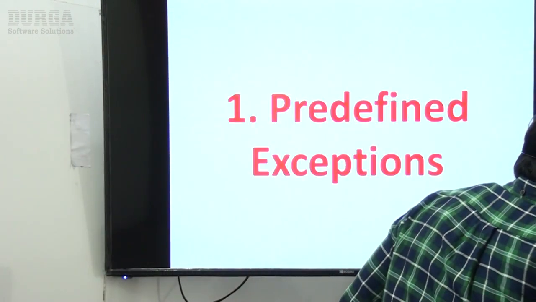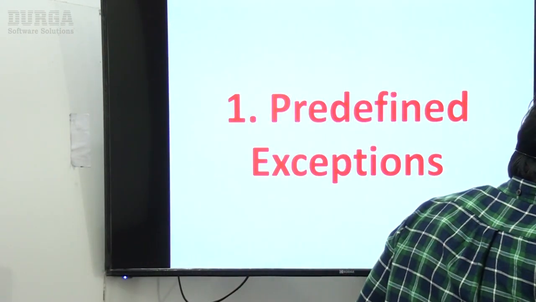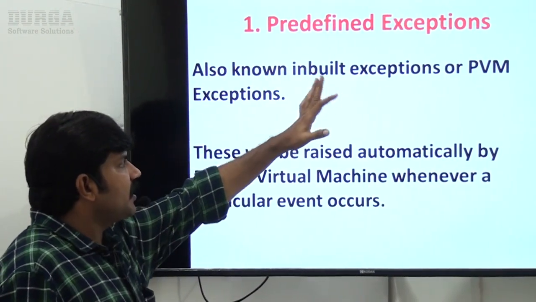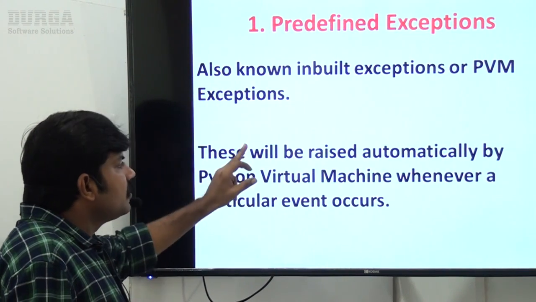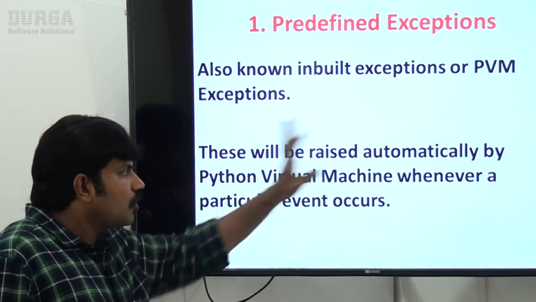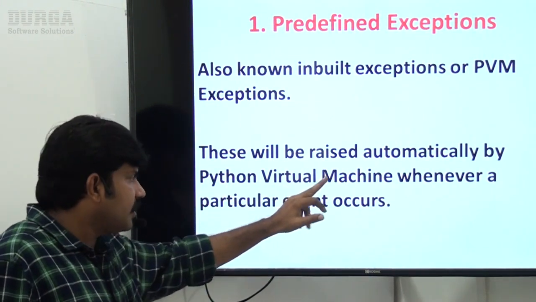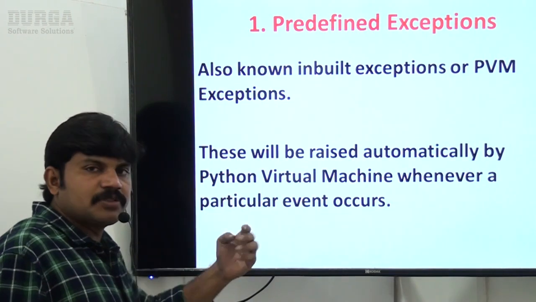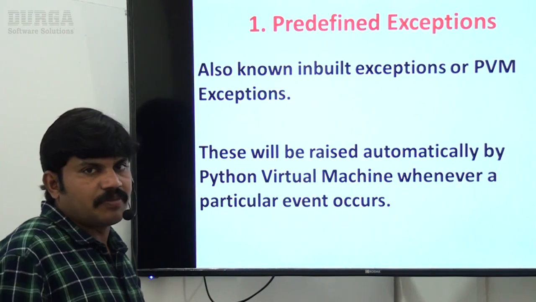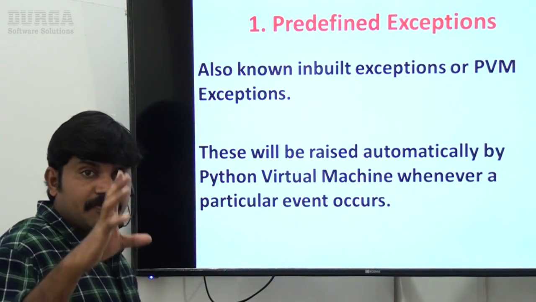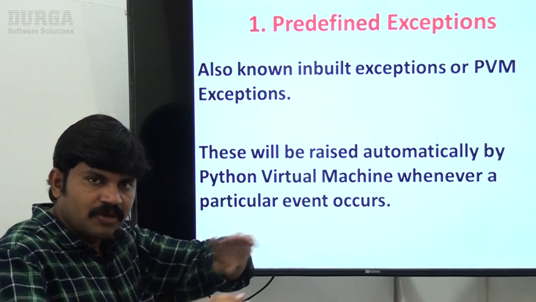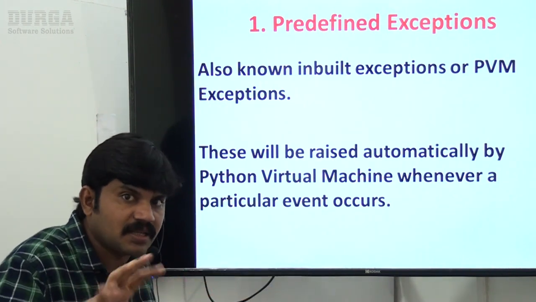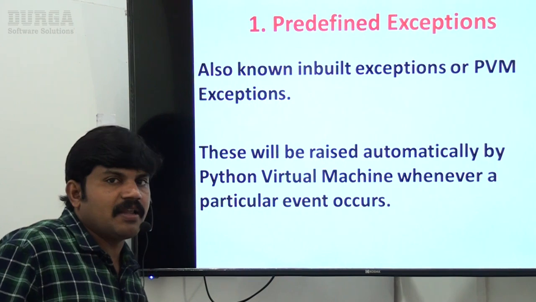Next, observe what the predefined exceptions are. Also known as inbuilt exceptions or PVM exceptions. These will be raised automatically by the Python virtual machine whenever a particular event occurs. Division by 0, ZeroDivisionError. Converting string to int, but the string is not an int value, then immediately ValueError.